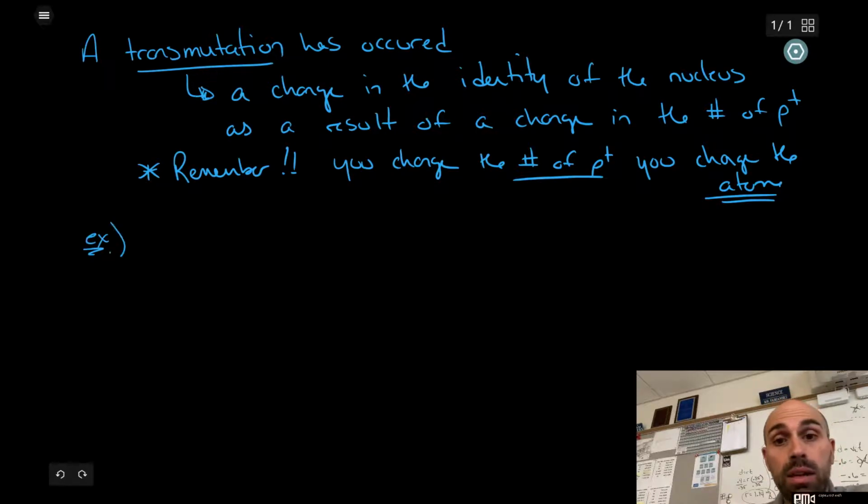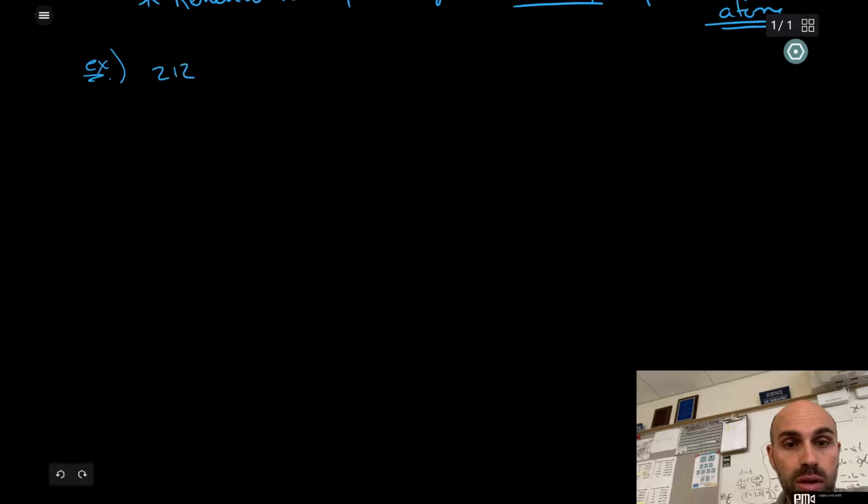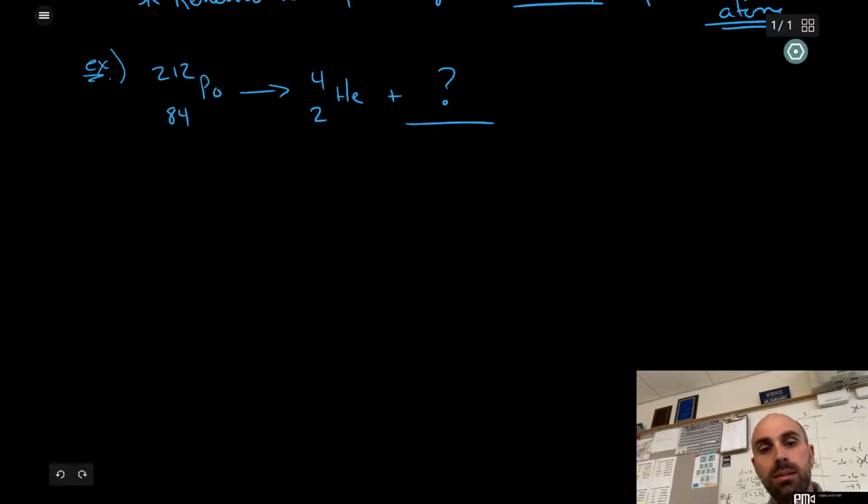Let's take a look at an example here. We have polonium-212, atomic number 84. That is going to produce helium 4, 2, and a question mark. So let's pause the video right there for a second. Let's think about this. Remember what we said. The atomic number on the top, on each side of the equation, they have to equal each other. The mass number on the top, each side of the equation has to equal each other. The atomic number on the bottom, each side of the equation has to equal each other.